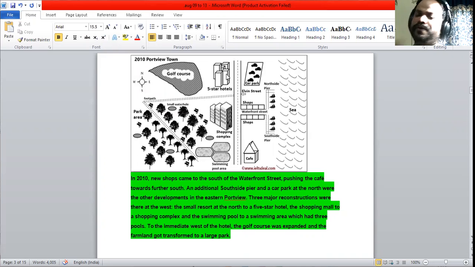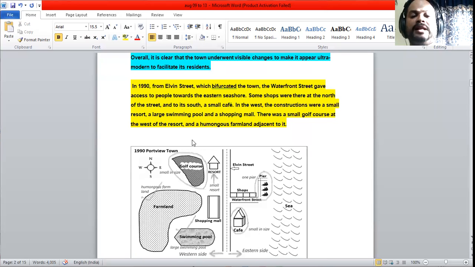So we have eastern Port View and the southern. Three major reconstructions were there at the west. Reconstruction number one, the small resort at the north to a 5-star hotel, the shopping mall to a shopping complex, and the swimming pool to a swimming area, which had 3 pools. To the immediate west of the hotel, the golf course was expanded and the farmland got transformed to a large park. So these are the developments which we can see in 2010 when compared to 1990.